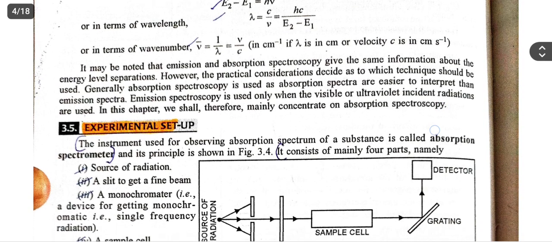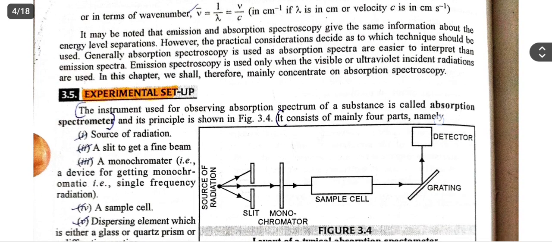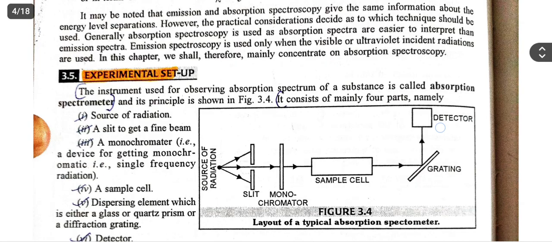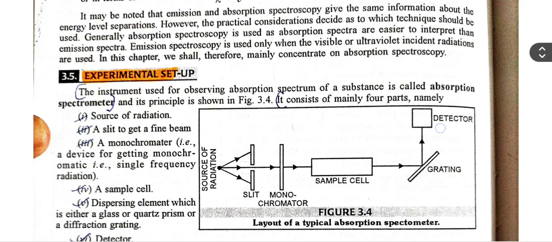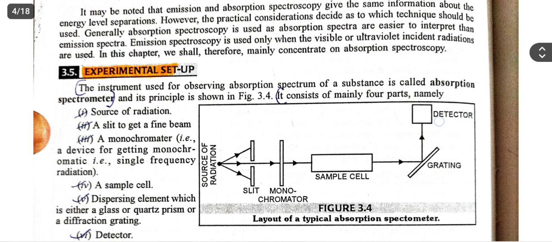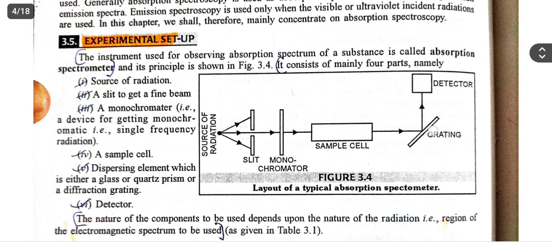It may be noted that emission and absorption spectroscopy give the same information about the energy level separation. However, practical considerations decide which technique should be used. Generally, absorption spectroscopy is used as absorption spectra are easier to interpret than emission spectra. Emission spectroscopy is used only when visible or ultraviolet incident radiations are used. In this chapter, we shall therefore mainly concentrate on absorption spectroscopy.